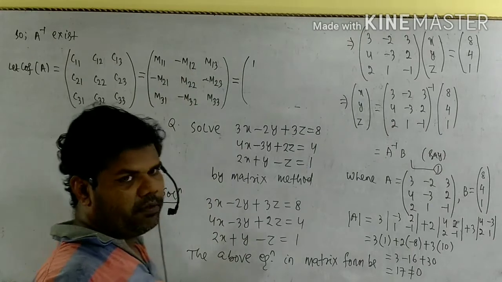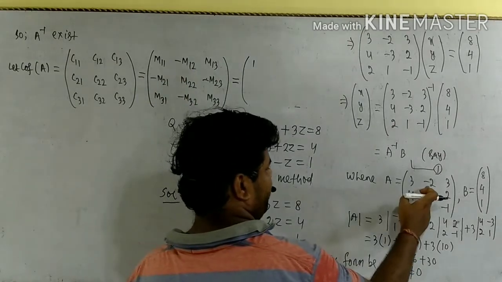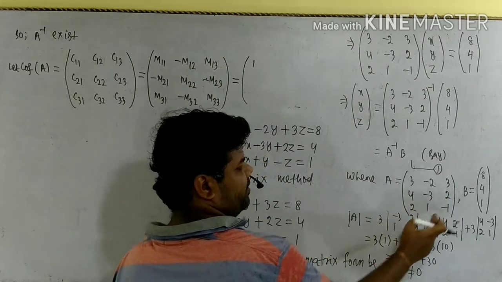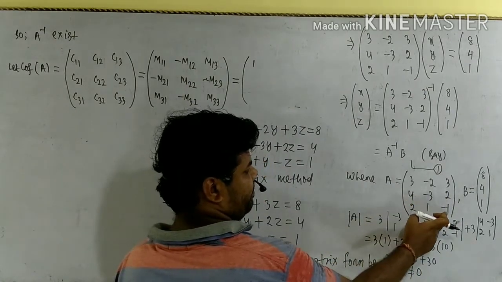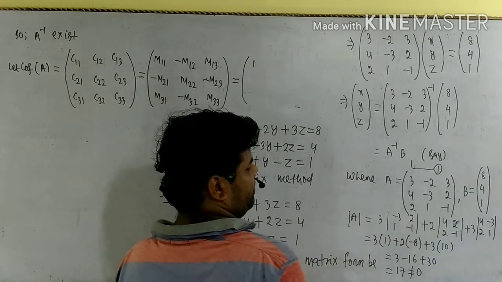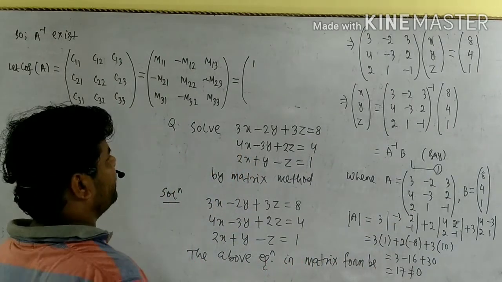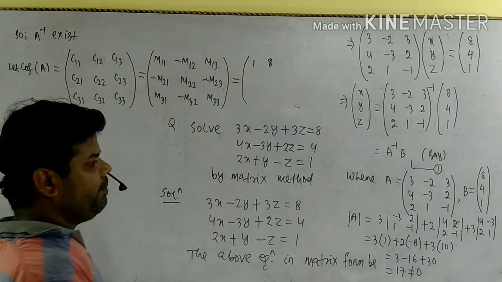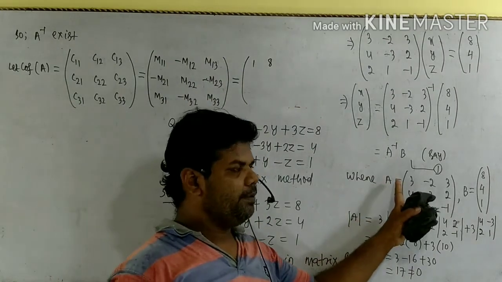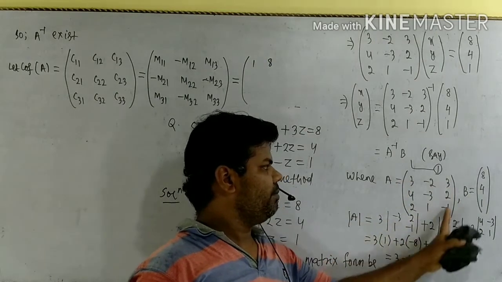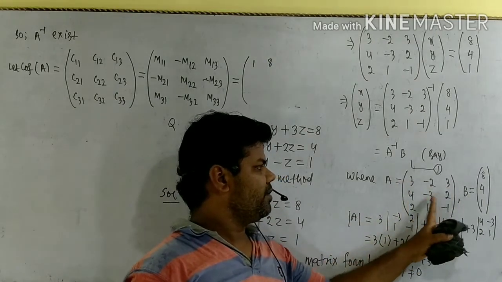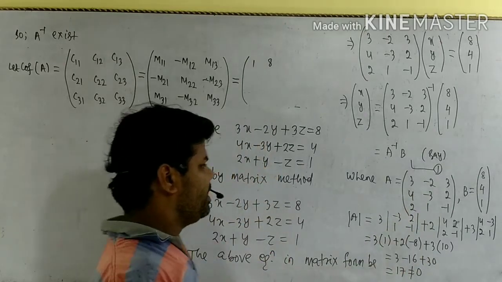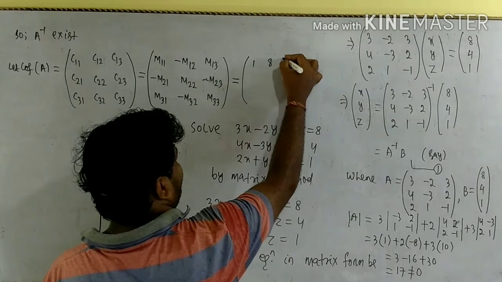Then minus M12. First calculate M12, then apply the minus. M12 means first row, second column eliminated: 4, 2, 2, minus 1, determinant. So this value is minus 4, minus 4, but minus 8. With the minus sign here, it becomes 8. Then M13, which means eliminate first row and column 3. Then 4, minus 3, 2, 1, its determinant is 4 plus 6, so 10.